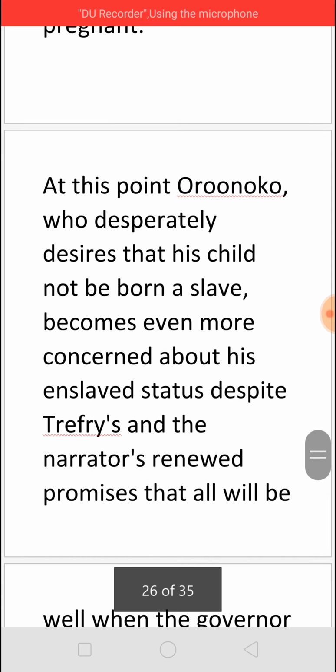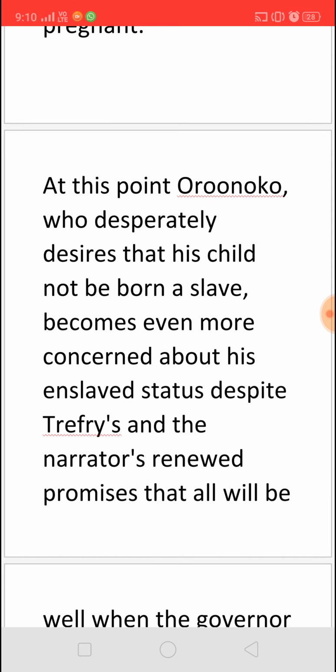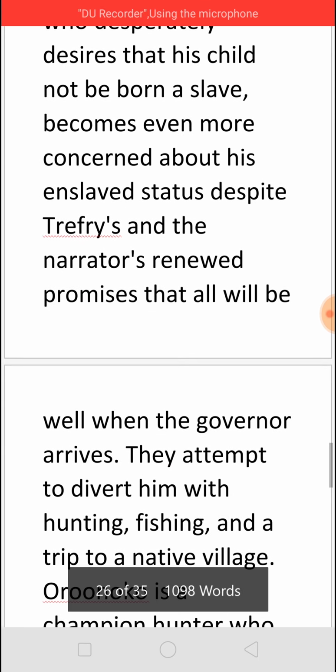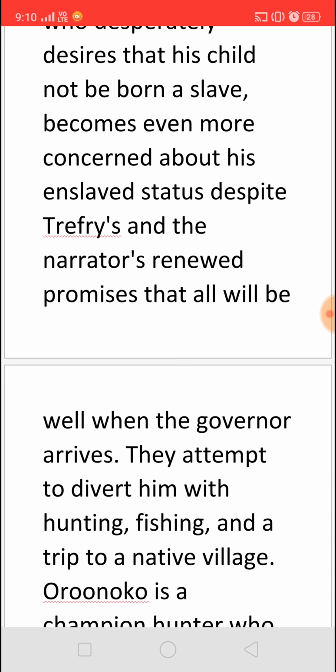Now what happens is, Oroonoko, when he comes to know that he's going to have a child, does not want his child to be born as a slave. So he is very desperate to know when he will get free. And at that time, Trefry and also the narrator promise him that as soon as the governor comes, they will definitely release him and he can go back to Africa.